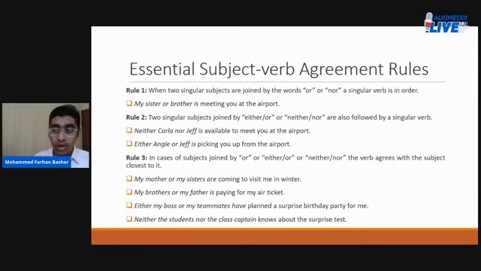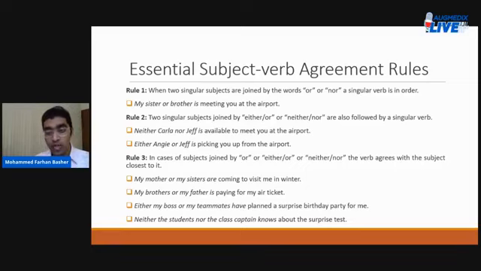Either my boss or my teammates have planned a surprise birthday party for me. In this case as well, you can see boss, of course, a singular noun, but the second, the alternative noun is plural, which is teammates, and the verb close to it, in that case, has to be plural, right? Teammates, plural, therefore the verb following it must be plural as well, which in this case is have. So either my boss or my teammates have planned a surprise birthday party for me.